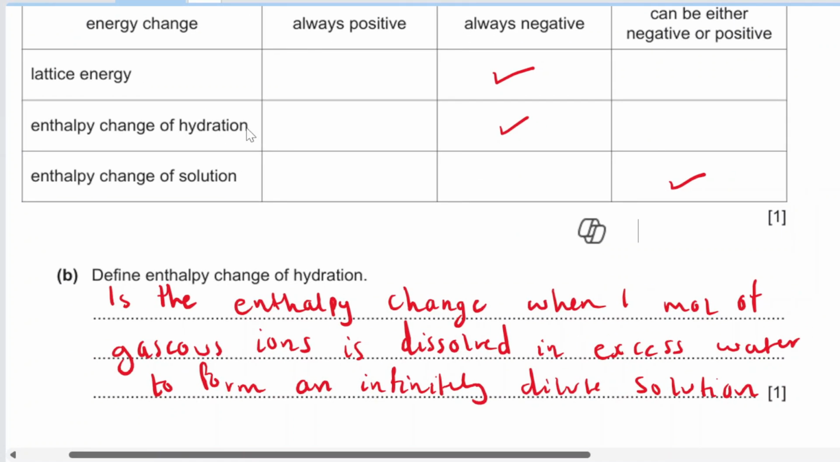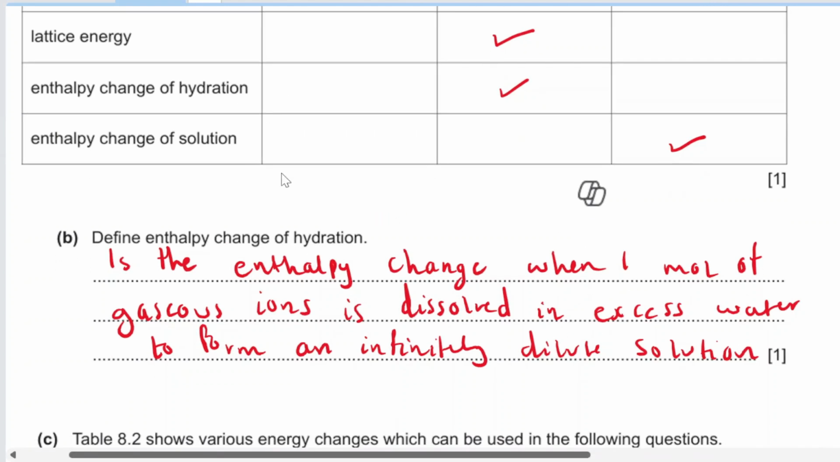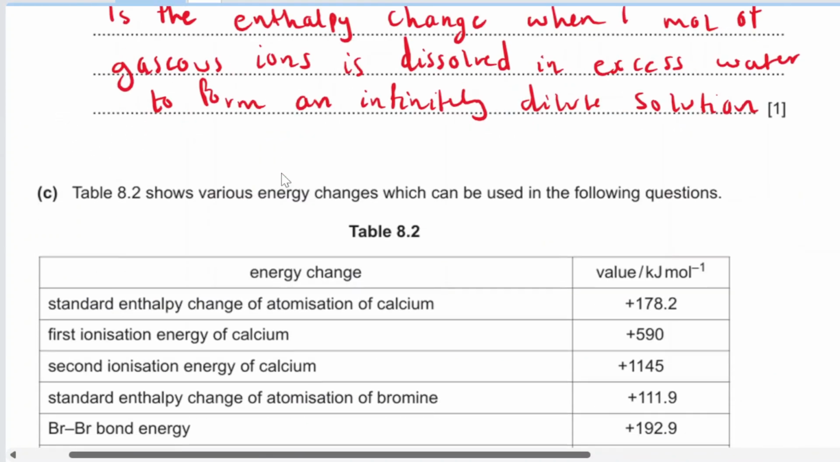Then define enthalpy change of hydration. So for definitions, I won't be explaining because these are basic things and we are just supposed to remember these definitions. So yeah, I've written for you the definition and you can read that and understand it.